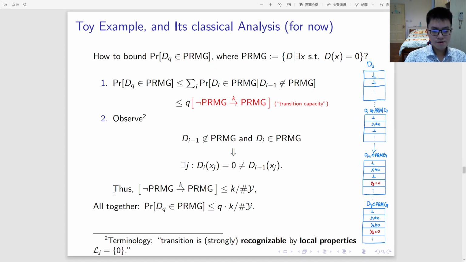For the second observation, we introduce a new terminology here, namely the transition from no zero preimage to having a zero preimage is strongly recognizable by local property 0. We refer to the database property 0 as being local because it only depends on one entry of the database.